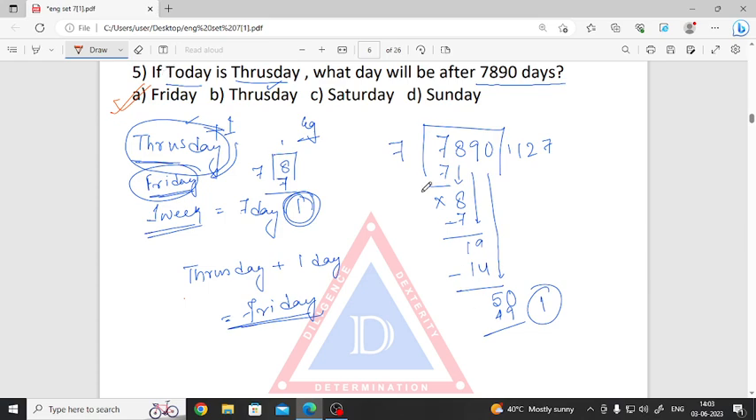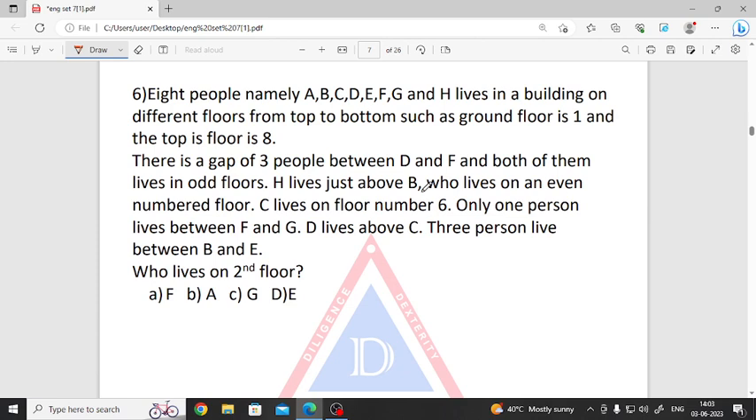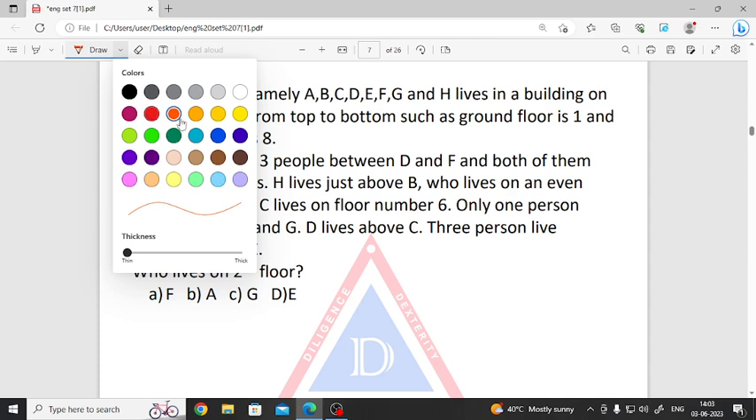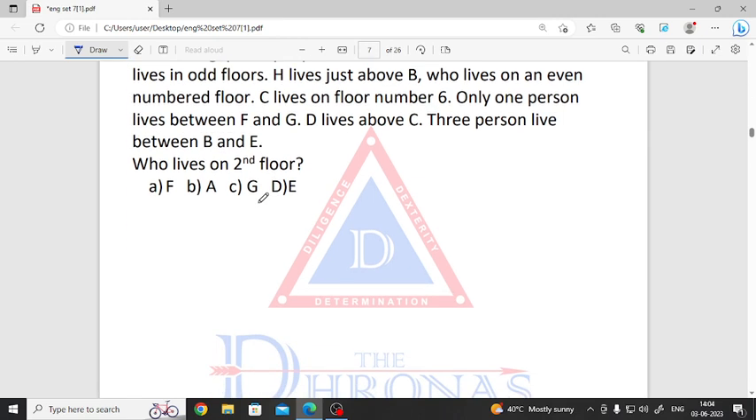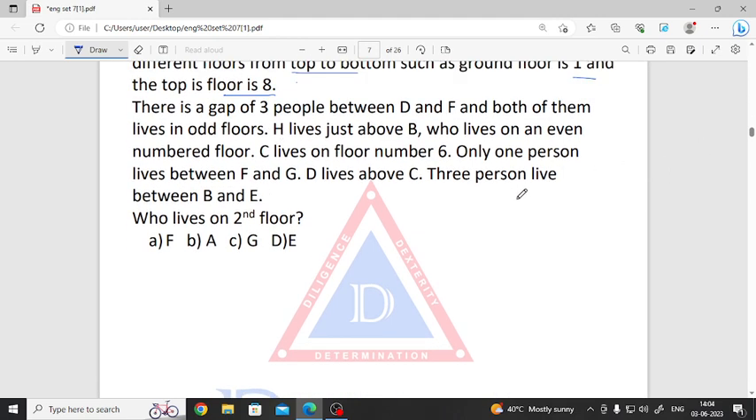Let's move on to the next one. What is the question? The question is about floors and arrangement. Here, what is given? We are getting 8 people living in a building. Top to bottom, ground floor is 1 and top floor is 8. Well and good. So top floor is 8, 7, 6, 5, 4, 3, 2 and 1.